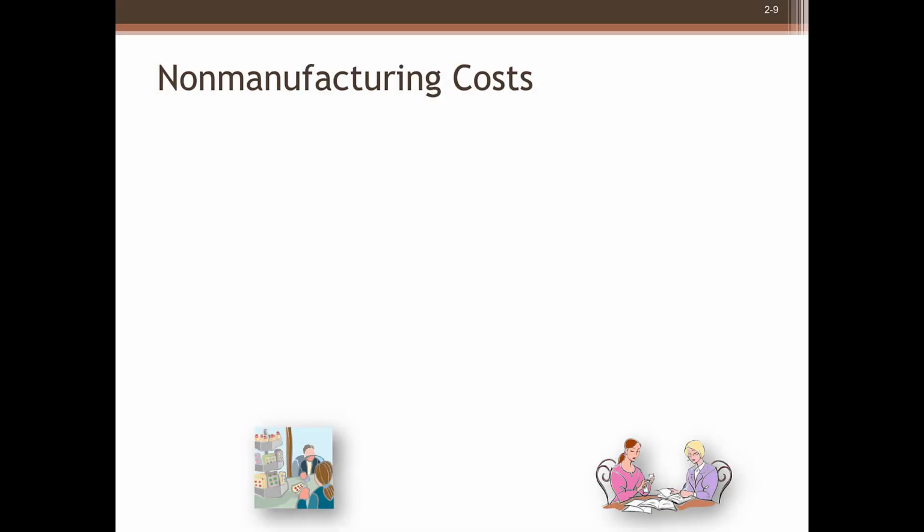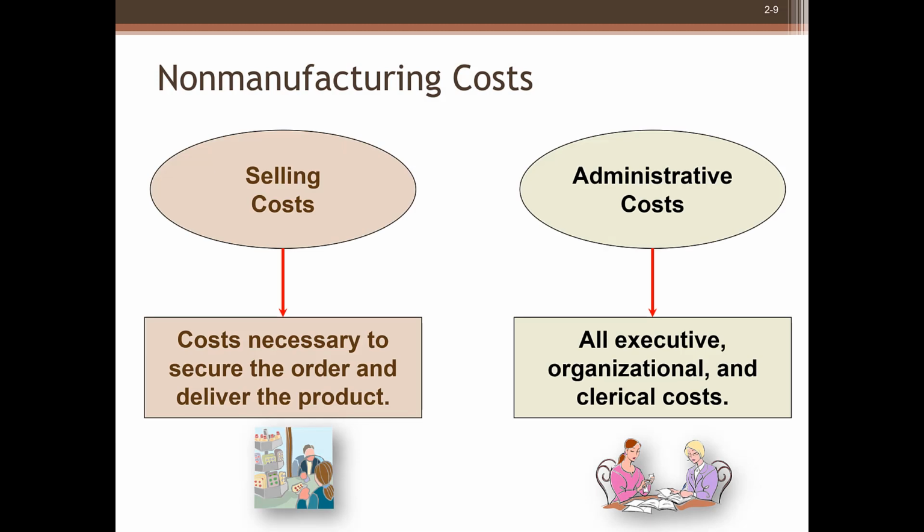In addition to manufacturing costs, manufacturing companies also incur non-manufacturing costs. For financial reporting purposes, these costs are typically classified as selling costs and administrative costs. On the financial report, normally you will see the item called Selling, General, and Administrative Costs, or SG&A. Selling costs include the costs necessary to secure orders and deliver the product. Examples are advertising, shipping, sales commission, sales salaries, and costs of finished goods warehouses.